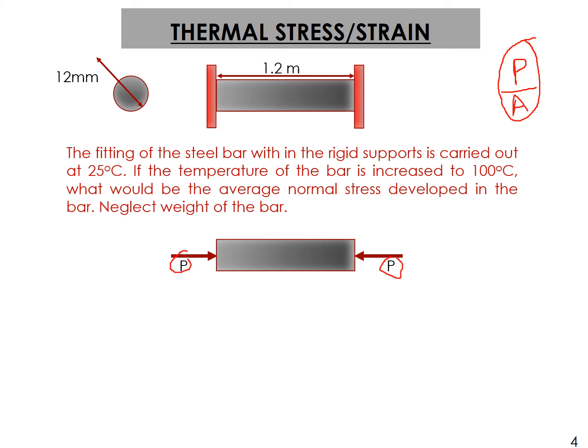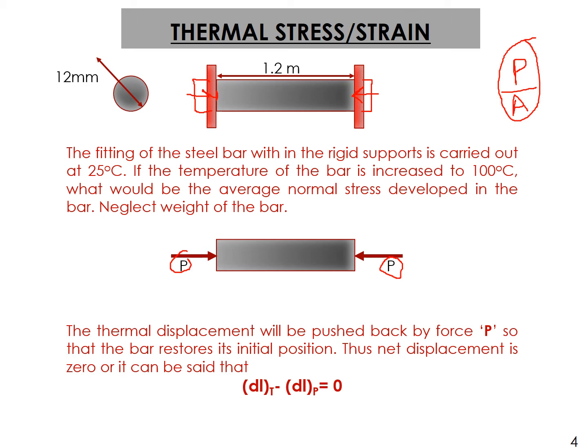As I have told you, because of these rigid supports, the extension of this bar, which would have been there if it was free of supports, is being restricted. How is it being restricted? Because of these supports. It means some mechanical load is acting at the junction between the rigid support and this bar, which is pushing it back. Now this is a mechanical load. So in essence, we can say the restriction gives rise to a mechanical loading.